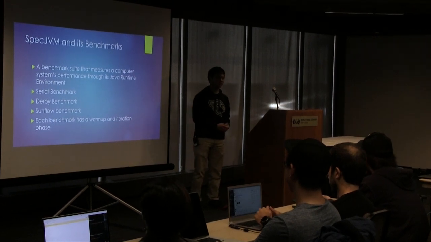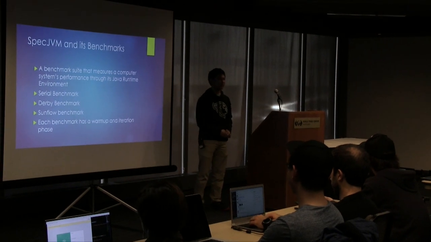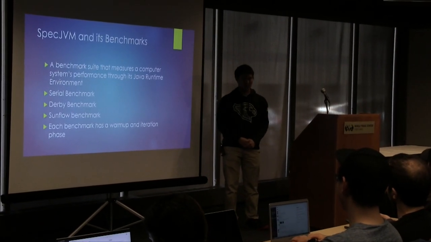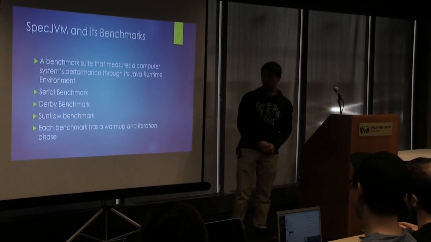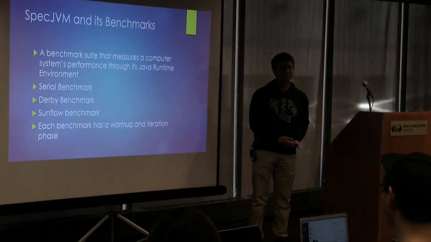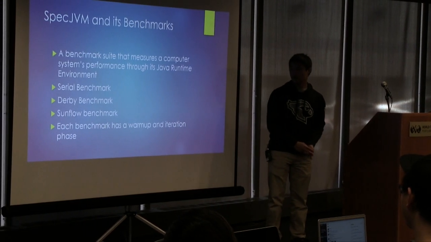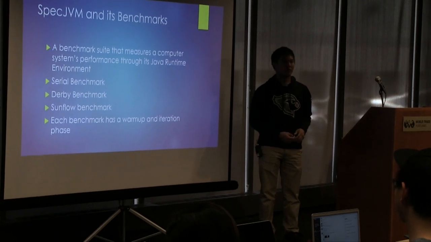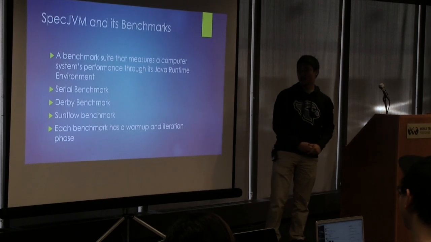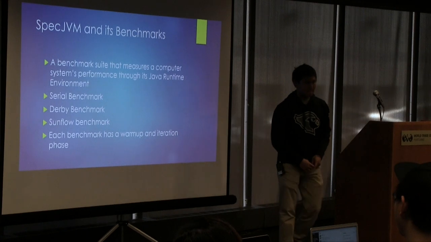Each benchmark in SpecJVM, including the ones not mentioned here, has a warm-up phase and an iteration phase. The warm-up phase is 120 seconds long, while the iteration phase is twice as long, which is 240 seconds. The purpose of the warm-up phase, just like any other activity, is to get the benchmark ready so that it can produce an accurate performance result. The iteration phase is 240 seconds long, which makes the whole benchmark around 6 minutes long, and it will provide you an output in ops per minute, or operations per minute.